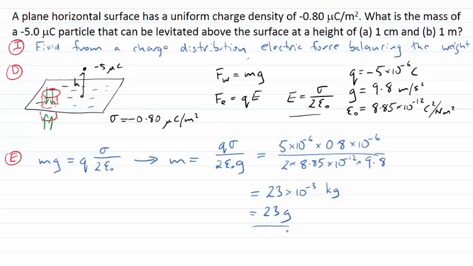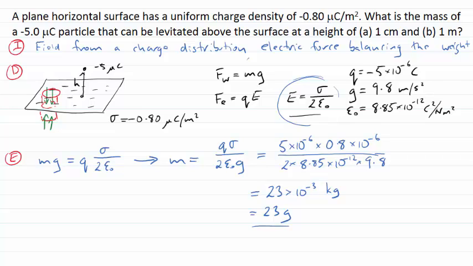Importantly, in this problem we had two heights that we were asked about, whether this was 1 centimeter or 1 meter above the surface, but Gauss's law showed us that the electric field from this plane distribution of charge is independent of distance from the sheet, and importantly that was only true if we considered distances small compared to the size of this sheet of charge. We essentially were considering the sheet of charge to be infinite in extent.